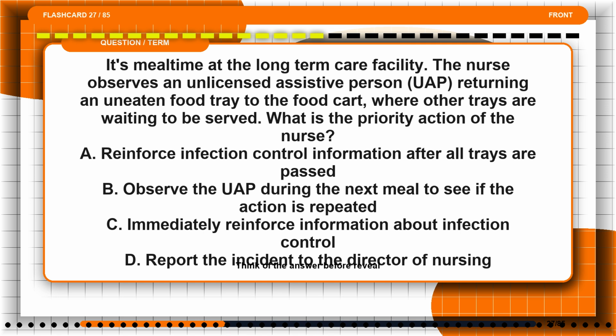A. Reinforce infection control information after all trays are passed. B. Observe the UAP during the next meal to see if the action is repeated. C. Immediately reinforce information about infection control. D. Report the incident to the director of nursing. Think of the answer before the reveal.